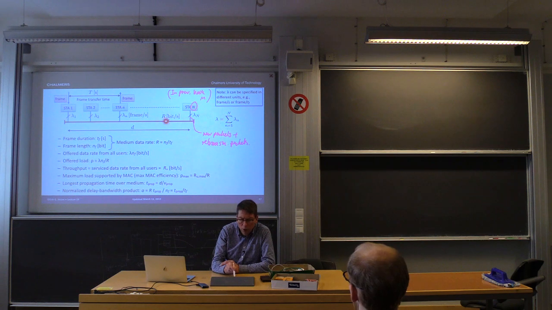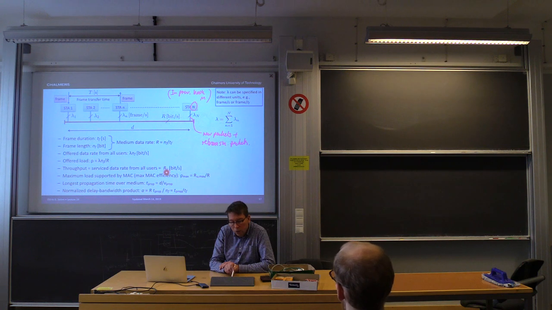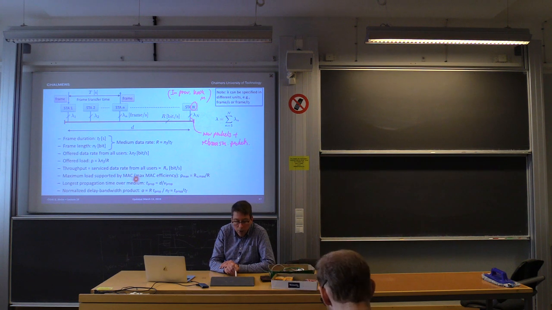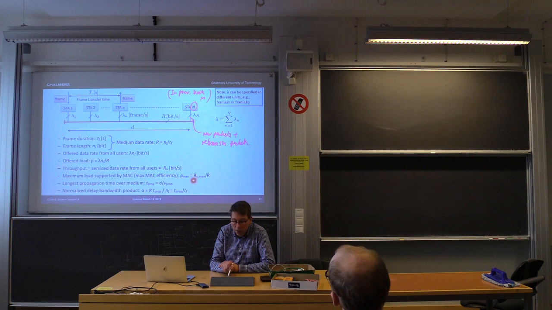There might be a lot of bits being transmitted here, but not all of them are useful in the sense that they are actually delivered, because there might be retransmissions and so forth. Anyways, if we can measure the useful data rate, RU, in bits per second, then the maximum load supported by this medium access control scheme, which is also known as the maximum efficiency, rho max, is the maximum value of this useful data rate divided by R.